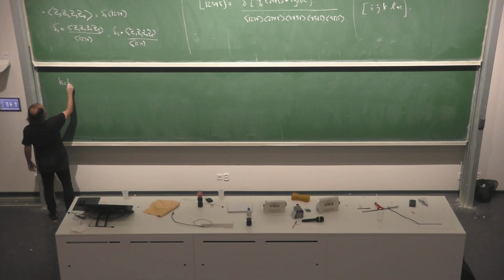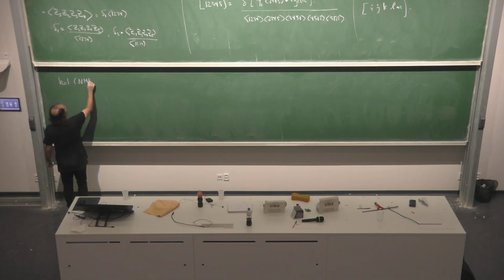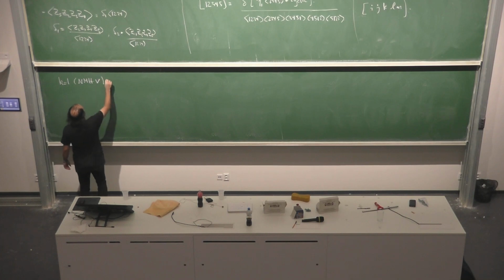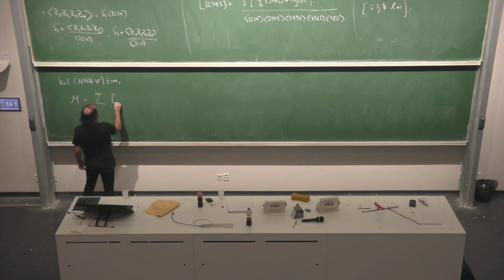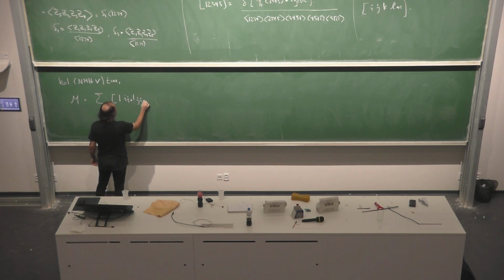Let's remember the k equals 1, NMHD 3 is this formula that looks like a sum of R invariants, this interesting 1, i plus 1, j plus 1.